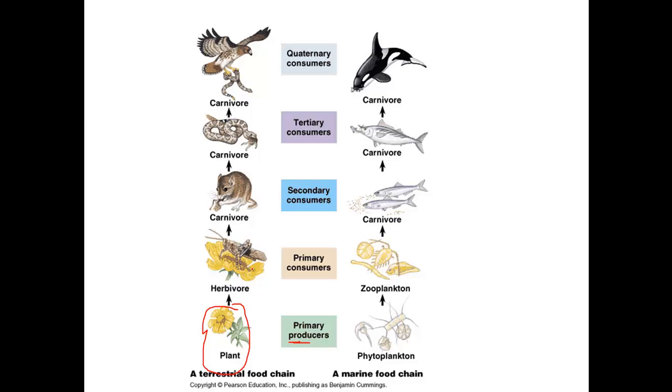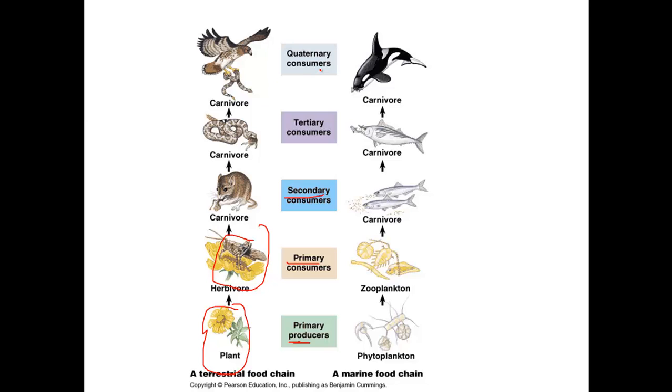The primary consumer is the first to eat. So this would be an herbivore. This is an organism that will eat the plant. So the arrow is going this way because the grasshopper is getting the energy from the plant. Now this little mouse right here is going to be eating the grasshopper, so it's considered a secondary consumer. It's the second to eat. So the energy is going to the mouse from the grasshopper, and you can go up and up.